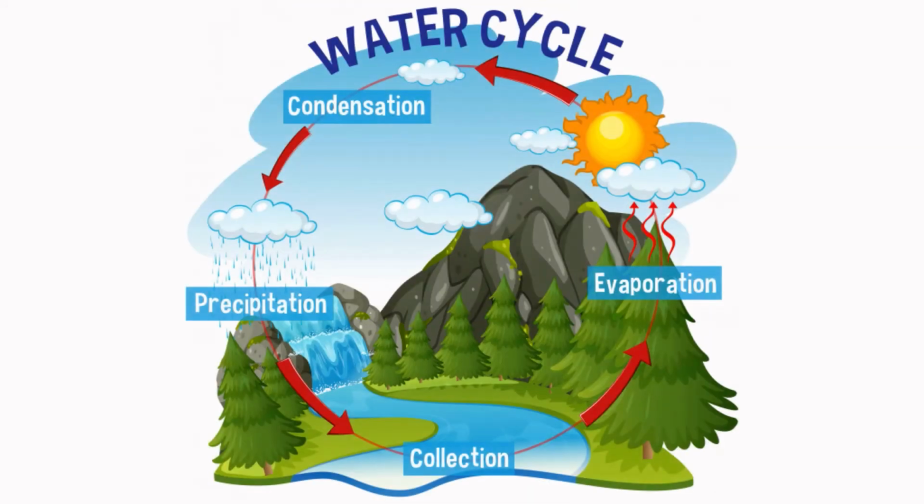This is the water cycle. It is always repeated. So let's review the vocabulary. 1. Condensation. 2. Precipitation. 3. Collection. 4. Evaporation. Again. 1. Condensation. 2. Condensation becomes precipitation. 3. Precipitation becomes collection. 4. Collection becomes evaporation. Then, evaporation becomes condensation.